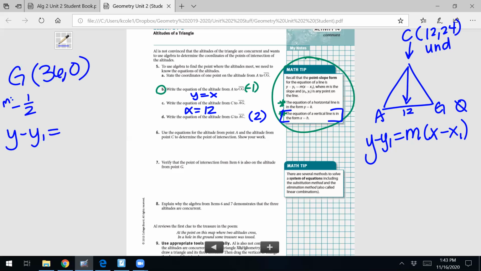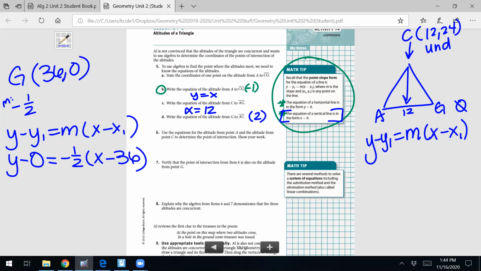y minus y1 equals m(x minus x1). So what's y1? 0. What's the slope? And what's x1? Perfect. Okay. Plug in all the pieces, get them all in the right spots, and then you're ready to simplify. So I start by distributing. What's -1/2 times x? What's -1/2 times -36? +18. Again, y minus 0 is nothing for me, so I'm just going to write y equals -1/2 x plus 18.